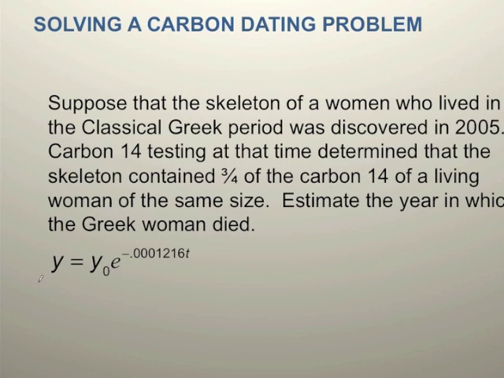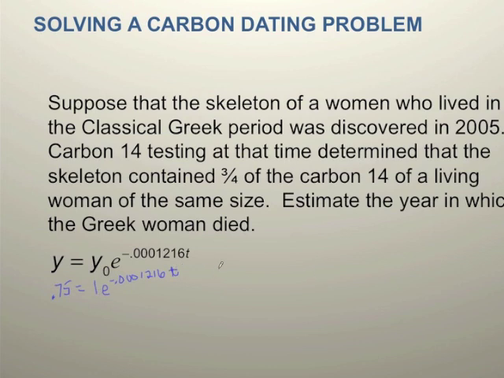Well, here's my equation again so I don't forget it. We know that she ended up with 3/4 of the radiocarbon. Well, let's just use 0.75, that's 3/4. And my y sub 0 will be 1, the amount of carbon that would represent a living woman of the same size. So we'll do 0.75 = 1 e to the negative 0.0001216 t, where we're looking for t.